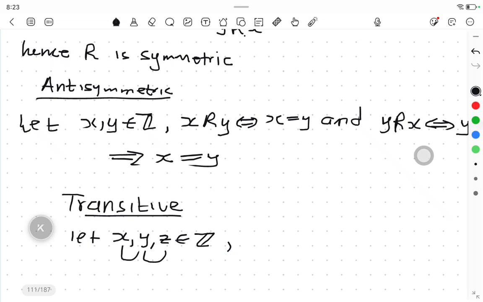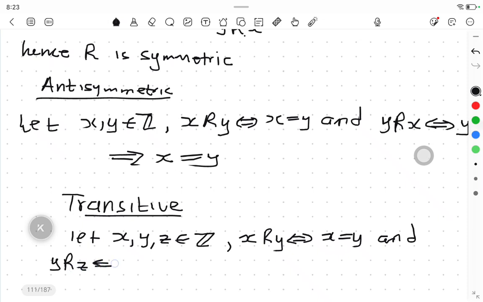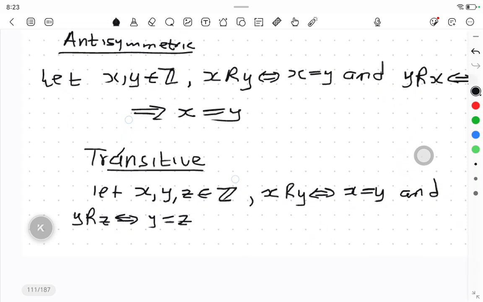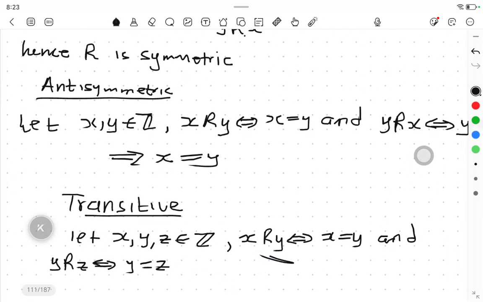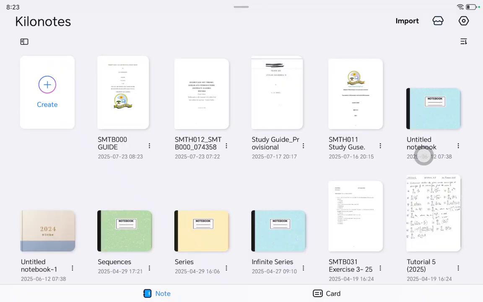Is that right? So it means that I must say that x is related to y if and only if x is equal to y, and again y is related to z if and only if y is equal to z. Then for us to prove that, since the two have a common element, it means that x is related to z. So for me to prove that, I'm going to imply from there.